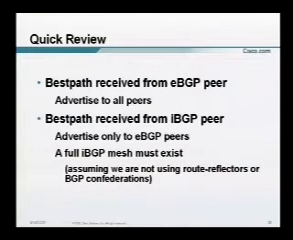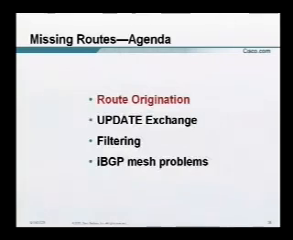Best path is received from eBGP peer, and you advertise that to all peers, so whether they're external or internal. If a best path is received from an internal BGP speaker, that's only advertised to external speakers. Remember, you need a full iBGP mesh. You don't get an iBGP speaker passing a prefix to another iBGP speaker, unless, of course, you're using route reflectors. But I'm going to assume for this that we're not using a route reflector, and we're not talking about BGP confederations either. Okay, so let's look at these four.